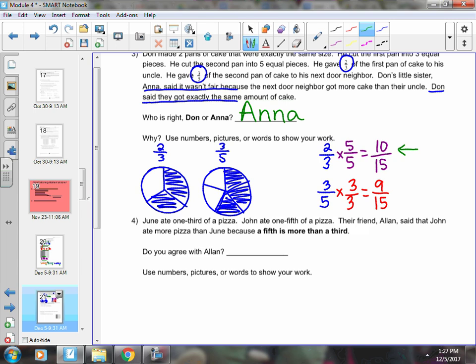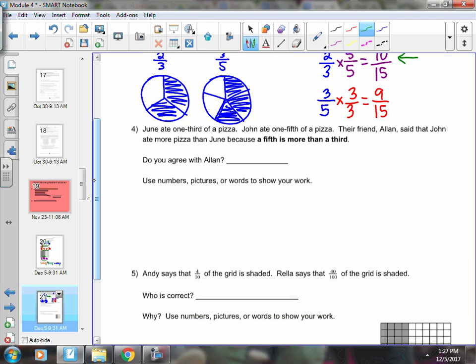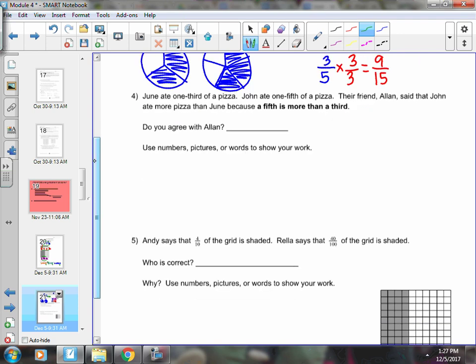Number 4, June ate 1/3 of a pizza. John ate 1/5 of a pizza. Alan said, John ate more pizza than June because a fifth is always more than a third. Common mistake. That's what a little kid would agree, but I do not agree with Alan. A fifth is not more than a third. I know the bigger the denominator, the smaller the fraction, the smaller the pieces. And these are different enough that you can tell.